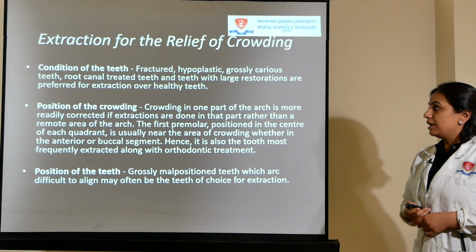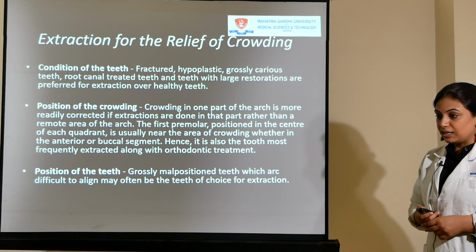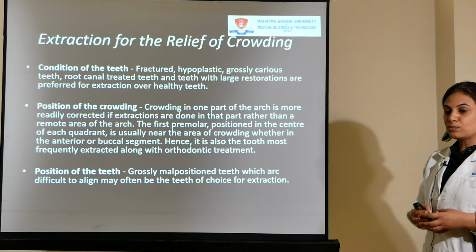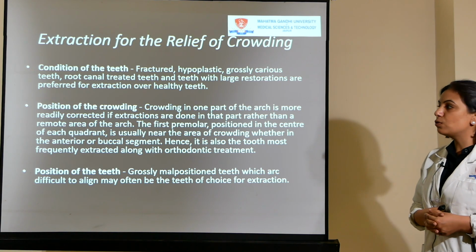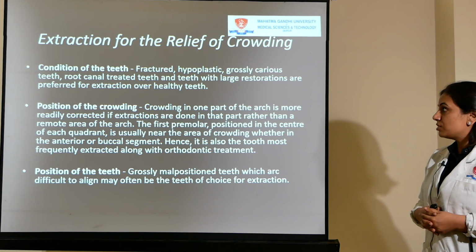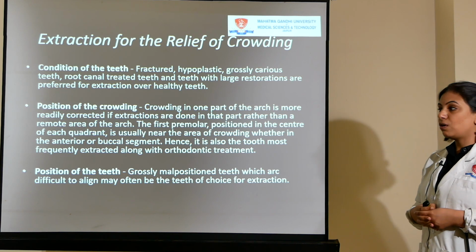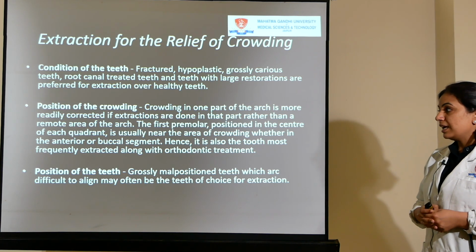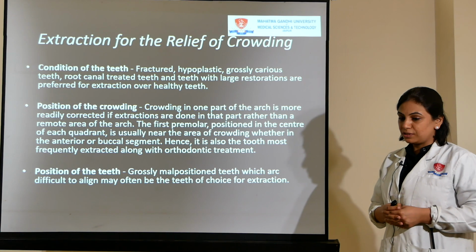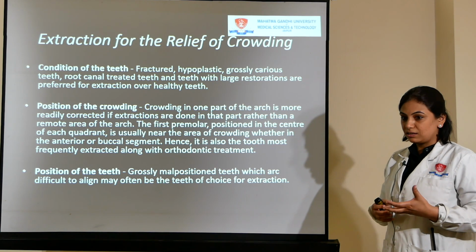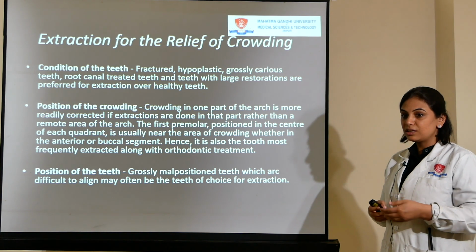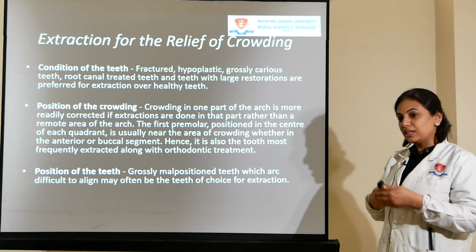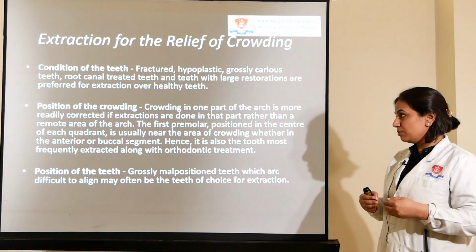So, in case we need to remove teeth for crowding, that is, the jaw size is small and the number of teeth are more, first of all, the choice would be to go for teeth which are fractured or hypoplastic, grossly carious, already root canal treated or decayed. The second thing that we look for is the position of the crowding. If the lower anterior arch or the upper arch is crowded in the anterior region, then we would go for a tooth which is near the crowding. That is, we would go for the first premolar extraction.